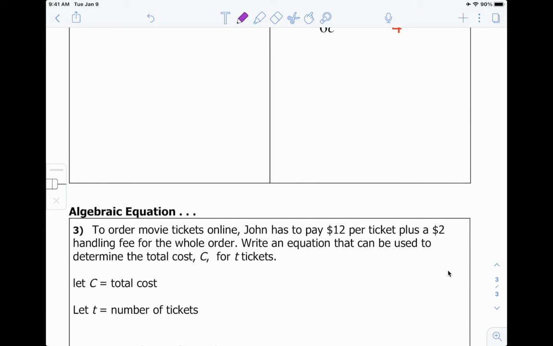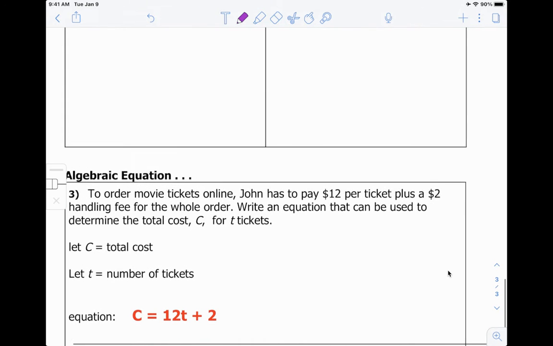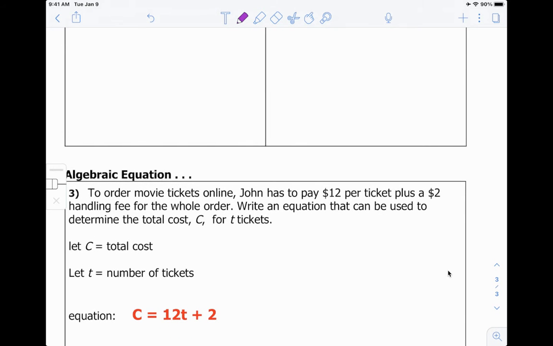All right, so on number 3, it says to order movie tickets online, John has to pay $12 per ticket plus a $2 handling fee for a whole order. Write an equation that can be used to determine the total cost C for T tickets. All right, so this is pretty challenging because we have 2 different variables. C represents the total cost and T equals the number of tickets.